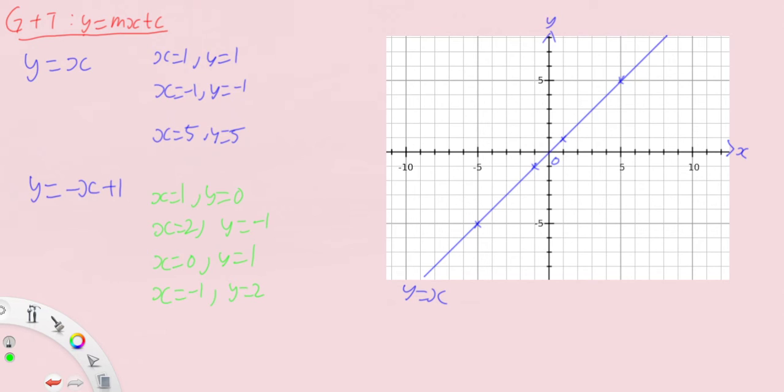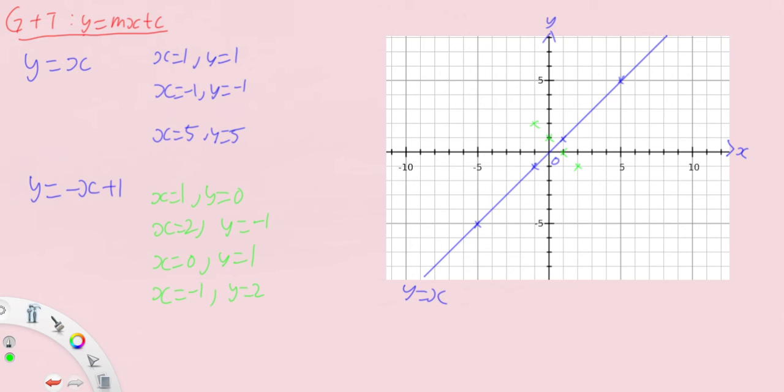So we're going to plot those points on the graph as well. So at x = 1, y is 0, so there's an x-intercept here. x = 0, y = 1, so there's a y-intercept here. Then we have x = 2 and y = -1. So x = 2 is somewhere around here, -1, so one down, so that's that. x = -1, y = 2, so we then have one point here.